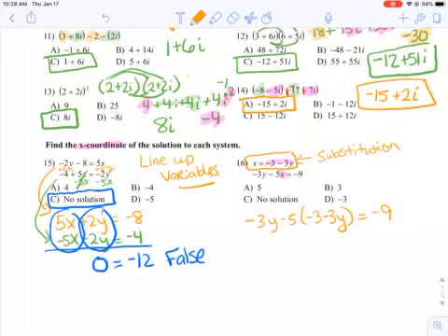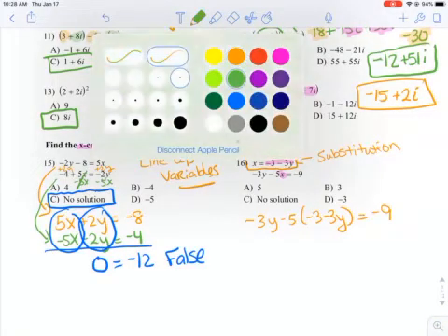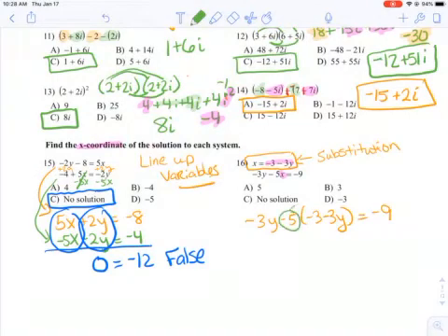equals negative 9. The thing here that you have to remember is that you're taking a negative 5 all the way through. And then you're going to just solve for the y because you have like terms right there.